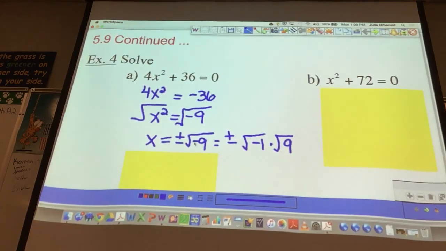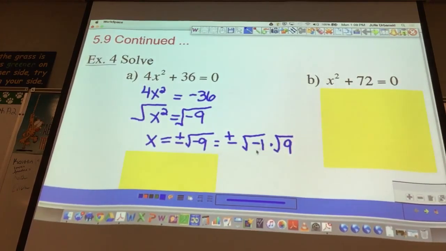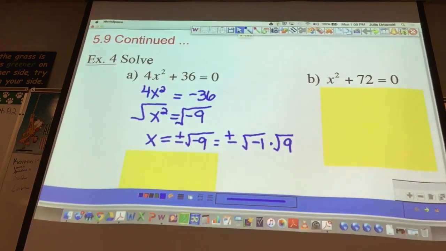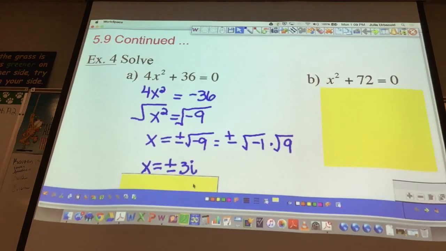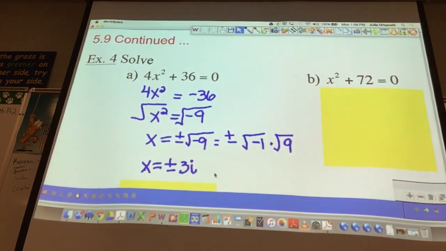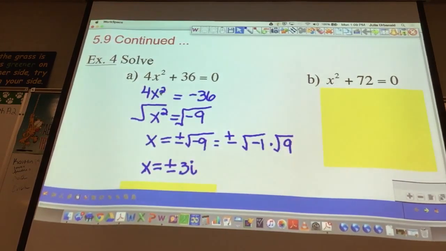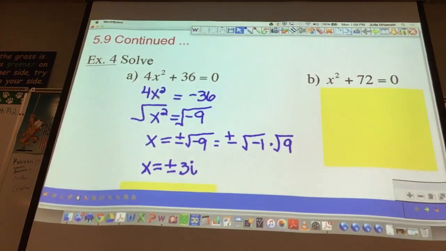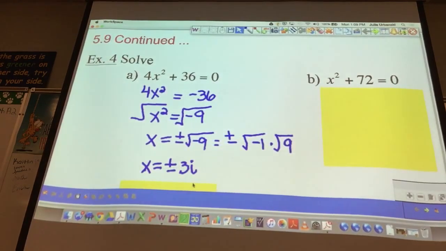So let's review back to last week. What's the square root of negative 1? I. And what's the square root of 9? 3. So we have a 3 and an i that both go outside of the house. There's nothing left under the root. The only thing is, anytime you have a squared in your problem, x squared, you have to have 2 answers. One positive answer, one negative answer.